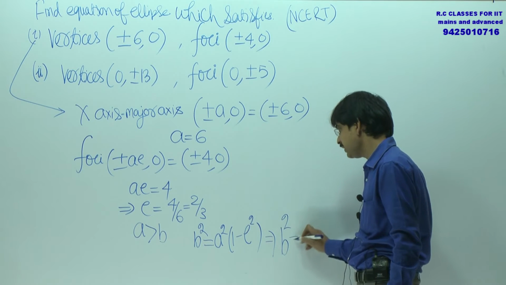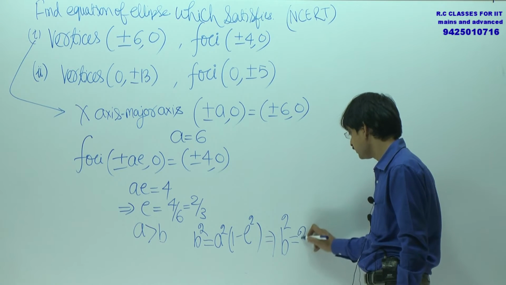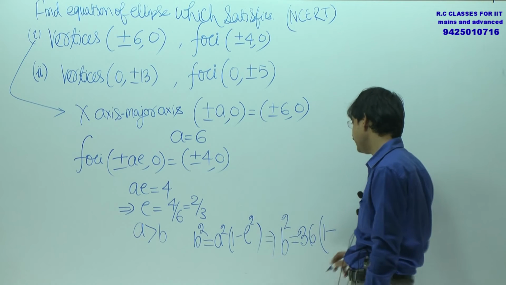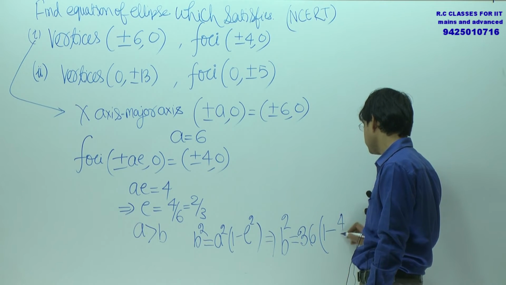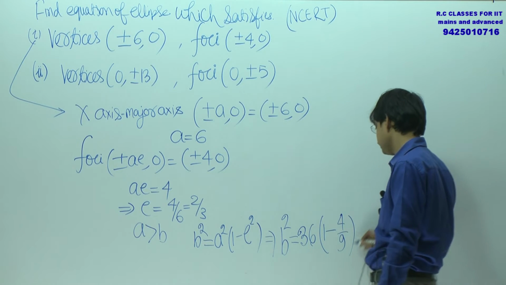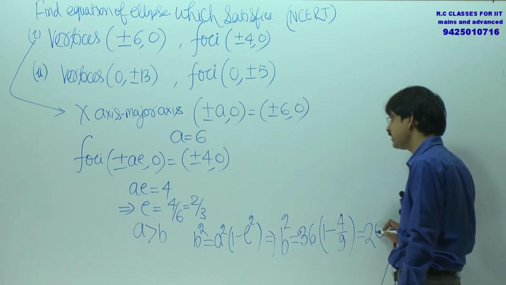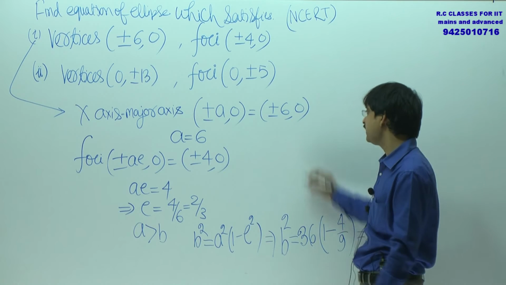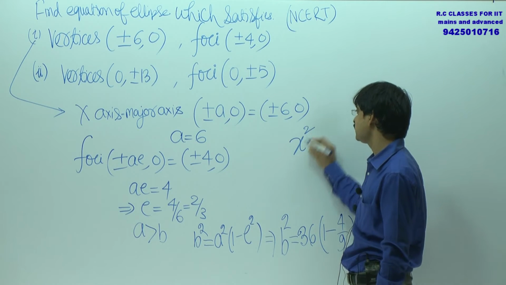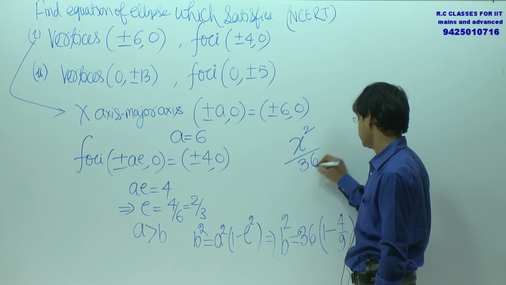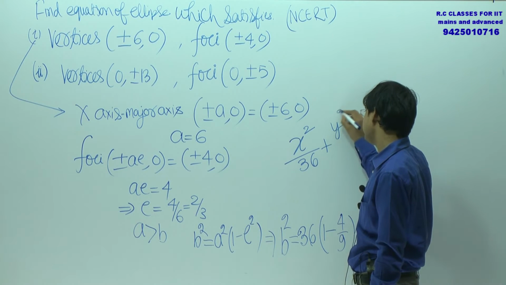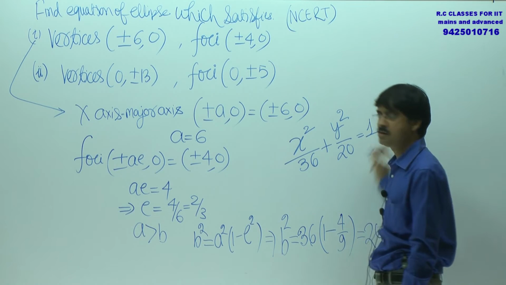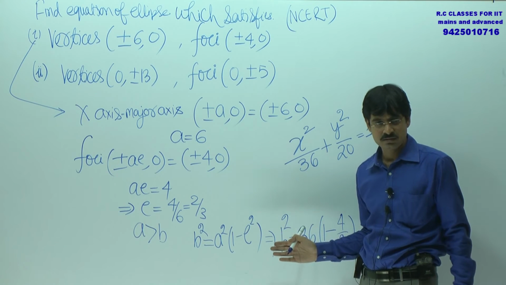So b square will be equals to a square 36 into 1 minus e square 4 by 9. So what is that final value? 20. B square is coming as 20. A square is coming as 36. Equation of ellipse तक की बात कर रहा है वो तो ठीक है. X square by 36 plus y square by 20 equals to 1. Fine. ठीक है ना?